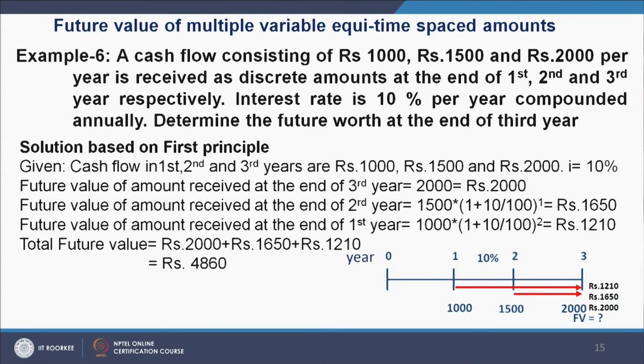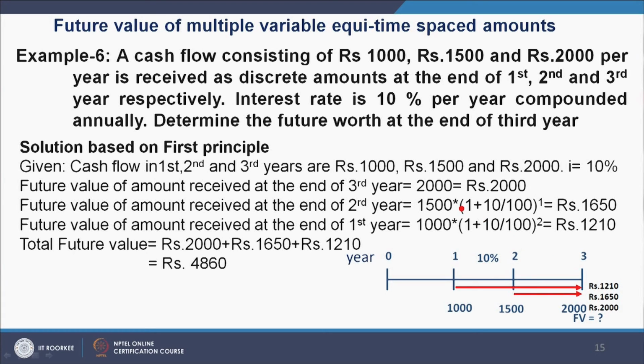So, what we have to do, this is the timeline in which investment is shown. At the end of first year this is 1,000, at the end of second year this is 1,500 and the end of third year it is 2,000, and what I am supposed to find is the future value of these 3 investments at the end of third year. So, the future value of the amount received at the end of third year is 2,000. So, it remains 2,000 because it will not earn any interest, because at the end of third year this amount is there.